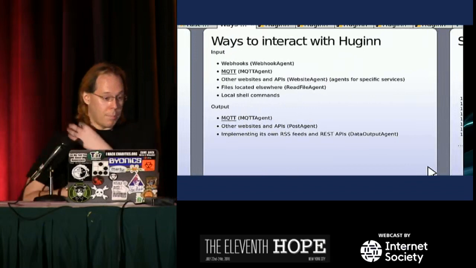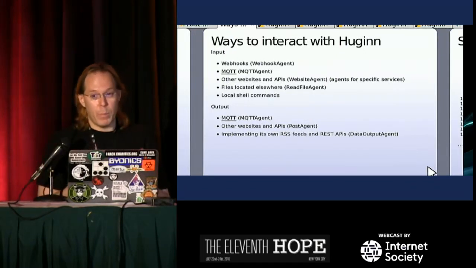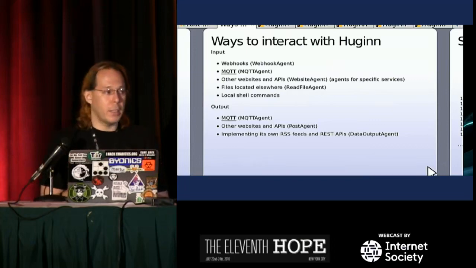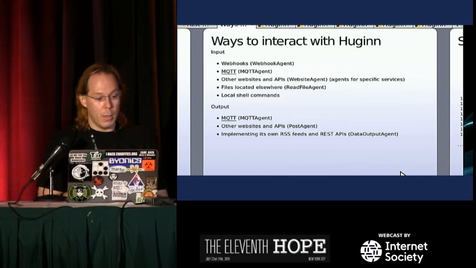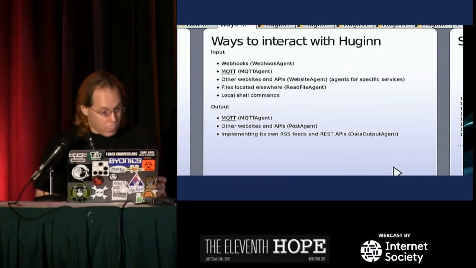There are different ways to interact with Huginn. Of all the agents, there are basically three classes of agent: input, processing, and output. To interact with Huginn, there are a fair amount of input agents. There's a webhook agent, where you give it the URL of a webhook and an API key, it pulls events out, packages those events, and sends them on. It can also read from and write to MQTT message queues that it's subscribed to.